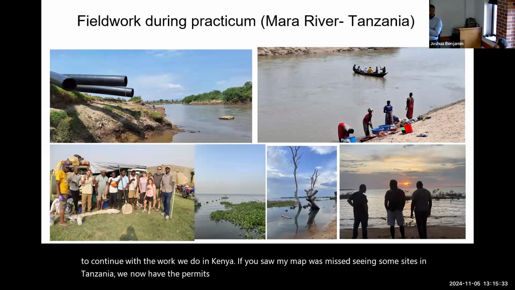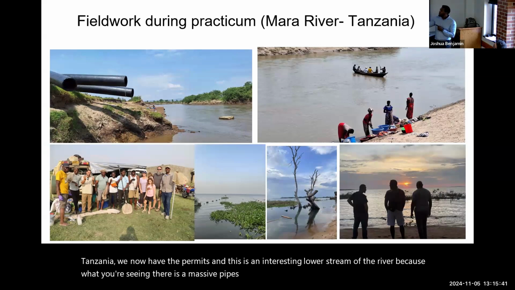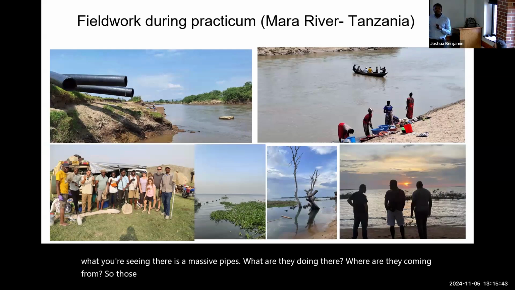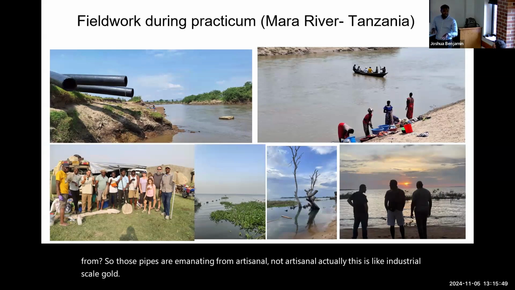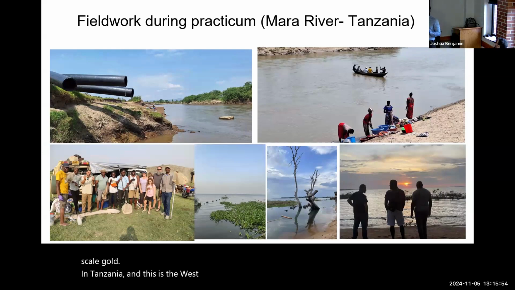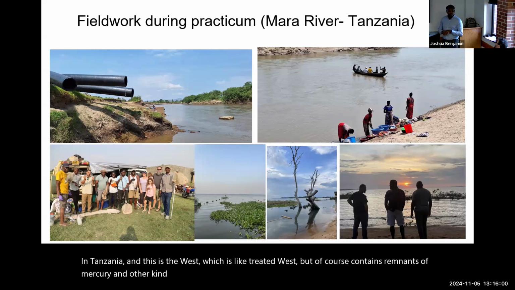And this is an interesting lower stream of the river because what you're seeing there are massive pipes. What are they doing there? Where are they coming from? Those pipes are emanating from, actually, industrial scale gold mining in Tanzania. And this is their waste, which is treated waste, but of course contains remnants of mercury and other kinds of trace elements they use when they have to process this gold.